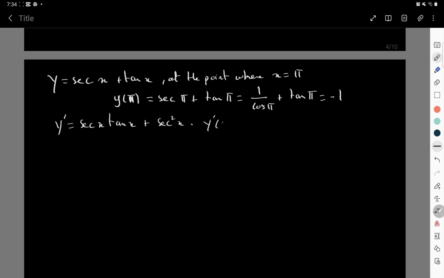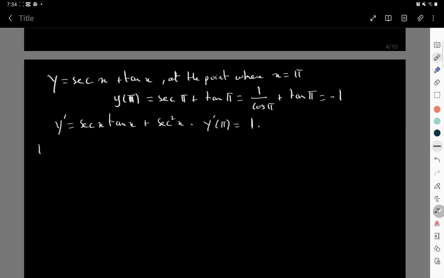So y prime of pi is equal to, well, secant pi is -1, tangent pi is 0, so this is 0, plus secant squared pi. Secant squared pi is -1 squared, right? So this is just 1.